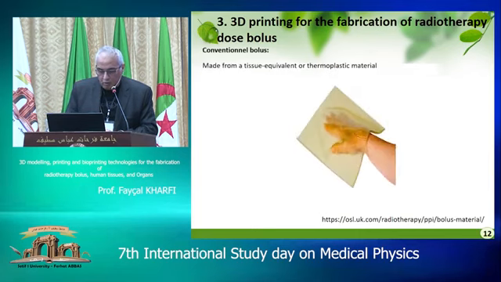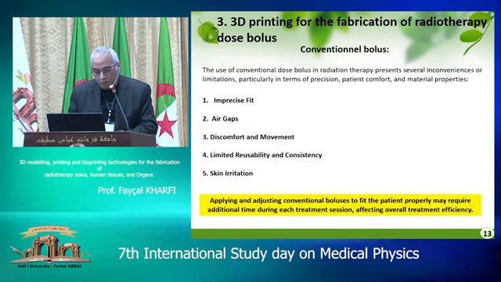Here I show you the conventional one. Here, this is the conventional bolus. As you can see here, there are gaps on both sides of the hand, which causes the limitation of the conventional bolus. So the conventional bolus has many limitations for the use in radiation therapy. These limitations and inconveniences are particularly in terms of precision, patient comfort, and material properties.